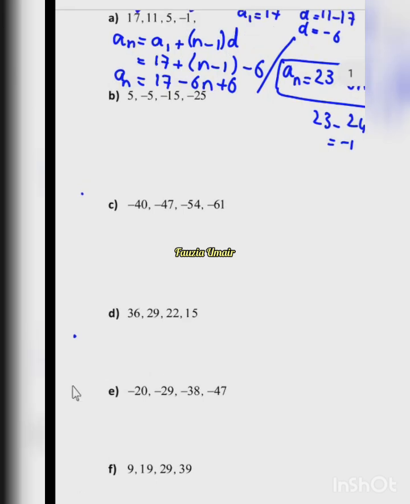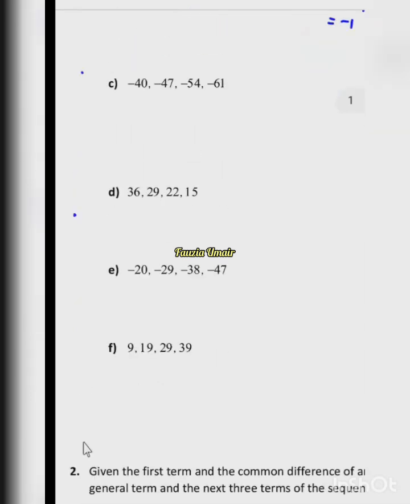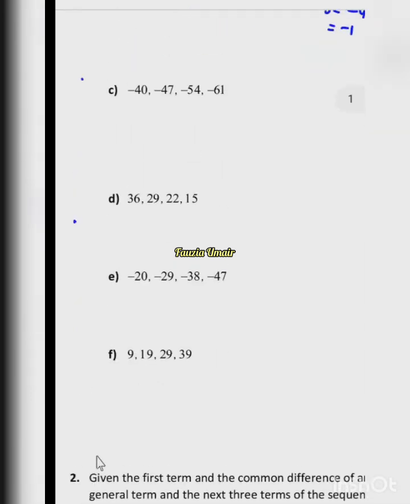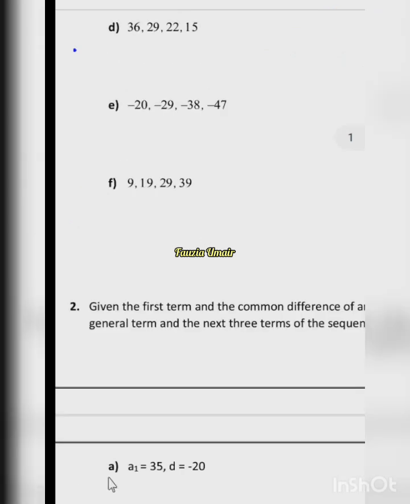Ma'am, do we have to do it on the practice notebook or the normal notebook? As homework, you can do it on the notebook. All right. So these are the rest of the questions. Please solve them. I will share this worksheet in the class group also. So please complete this worksheet on your notebook. Calculate D carefully because D would be negative. They're all decreasing sequences.